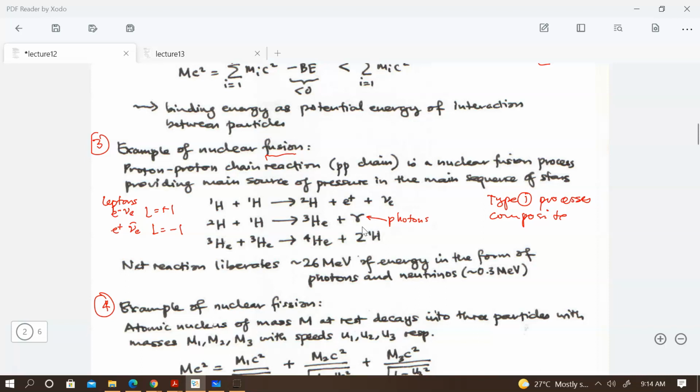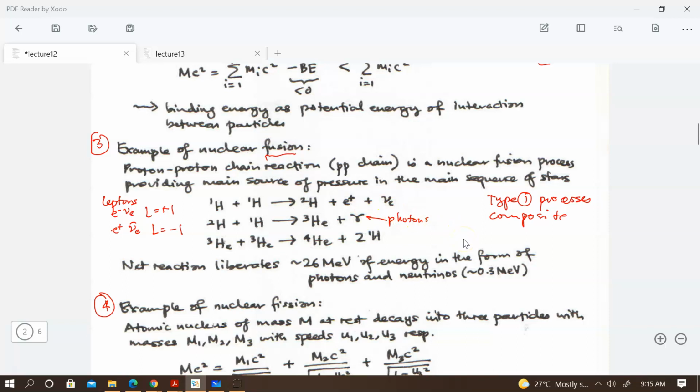Okay, so overall you find that all this reaction liberates about 26 mega electron volts of energy, and this is in the form of the earlier mentioned photons as well as neutrinos. The neutrinos take around 0.3 MeV. So this is again an example of a process that has to be treated in a relativistic sense in order for you to be able to do calculations.